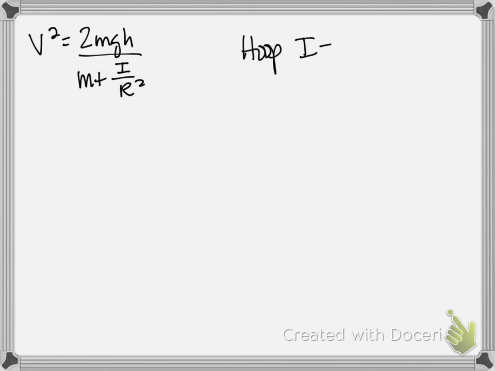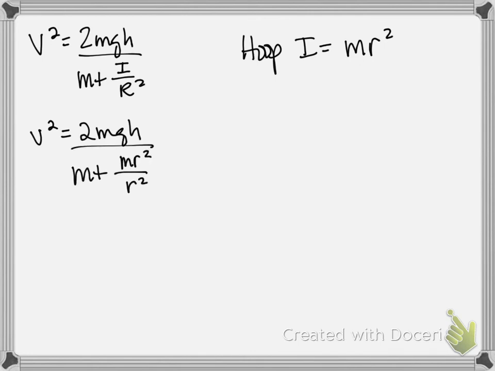Okay, let's do the hoop. V squared equals 2mgh over m plus I over r squared. For the hoop, back to page 464, I equals mr squared. Remember, the hoop is pretty much the hardest thing we have to rotate. All of its mass is all the way from the center. So we're going to have to literally do a lot of work to rotate this puppy. So let's do our plug and chug again, 2mgh.